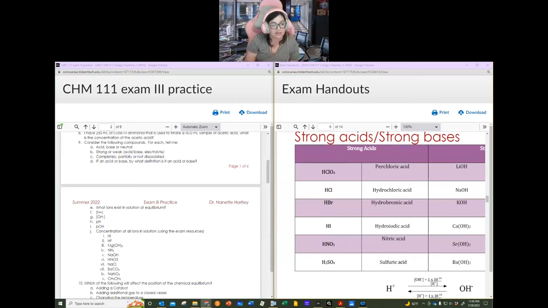If it's an acid or base, by what definition is it an acid or base? Well, this is HI. HI can act as an acid by donating H+. That means that it's an Arrhenius acid. It's also a Bronsted-Lowry acid for the same reason, because it donates H+.